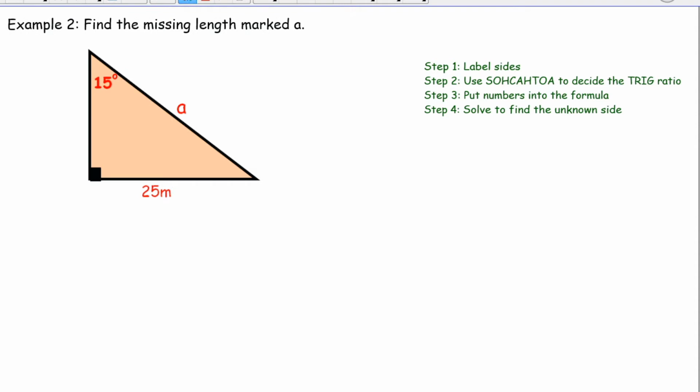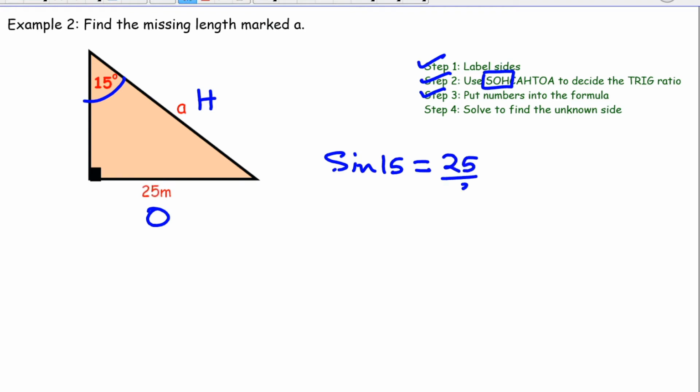Example 2, find the missing length, marked A again. Step 1, label the sides. So we start by labeling the sides. This is our reference angle. That's the opposite. That's the hypotenuse, which means that with opposite and hypotenuse, we're going to use sine. That done, put the numbers in the formula. So sine of 15 will be equal to 25 over A.